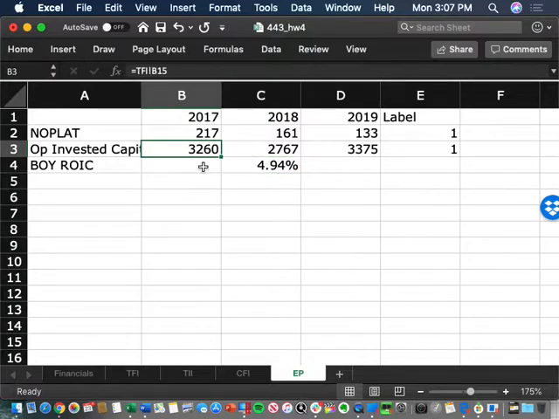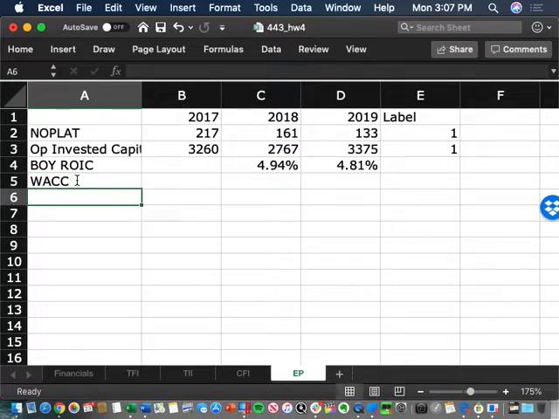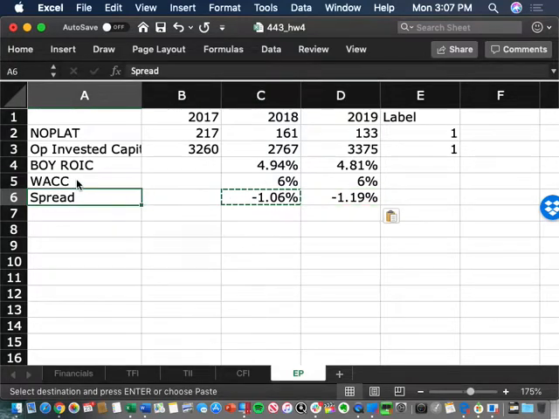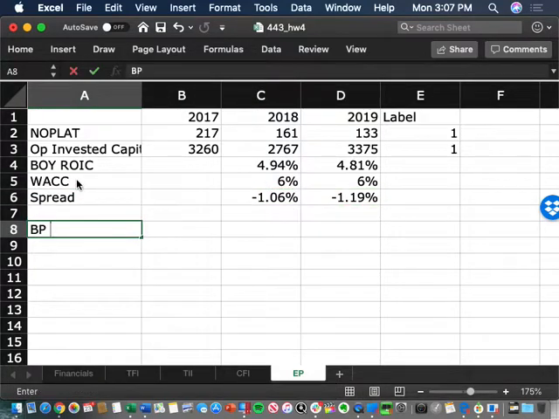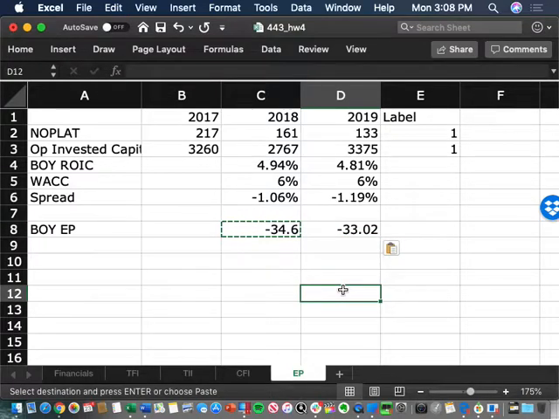Now, the spread method says I compare that to my WACC to get a spread. I believe on the assignment I gave you a 6% WACC, which means I had a negative spread. So my beginning of year economic profit is the spread times the invested capital from last year. That is how much value I destroyed in each of the 2 years.